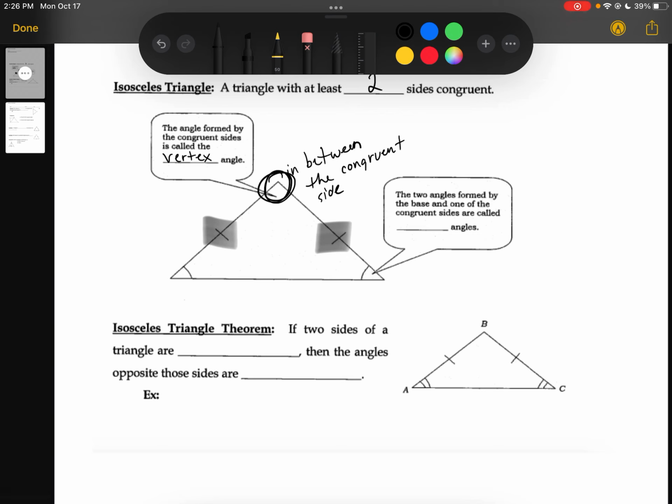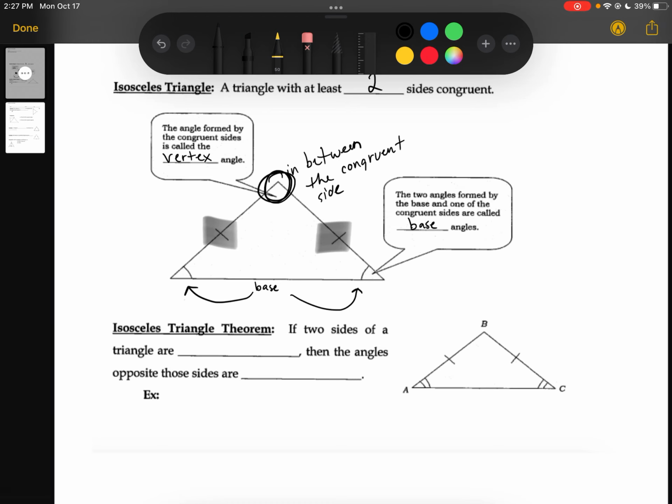The two angles formed by the base and one of the congruent sides are called the base angles. So the base is the side that is not congruent, and the two angles that touch that base are the base angles. So again, base angle 1, base angle 2. We have two different types of angles in an isosceles triangle, a base angle or a vertex. Vertex is in between those two sides. Base angles are basically the ones that touch or are next to the base.